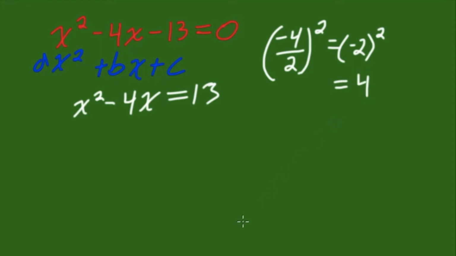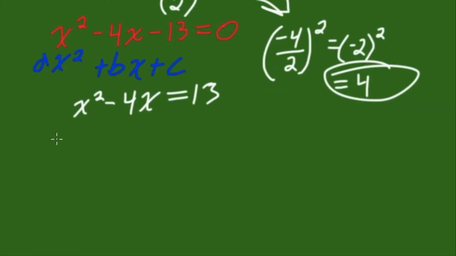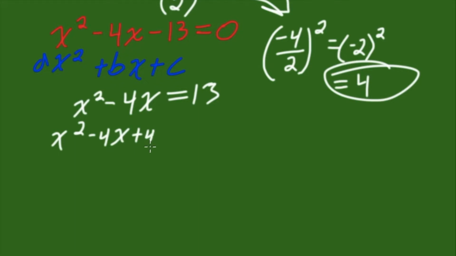and minus 2 squared is equal to 4. Once we get that value, the value of b over 2 squared, you always have to get this value, it's b over 2 squared. We pop that value into this equation now. So we have x squared minus 4x, and here's the crucial part. We have to pop in this value we just found using this equation here, which is plus 4, and then we just have equals 13.